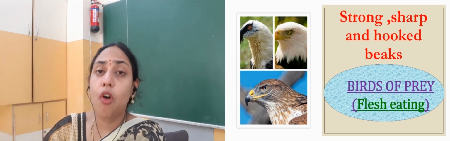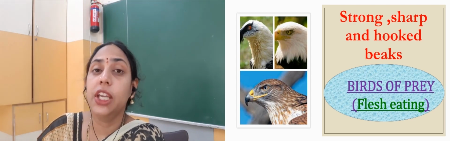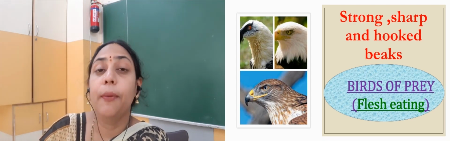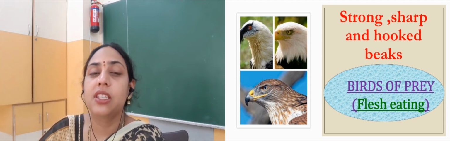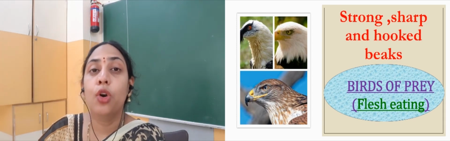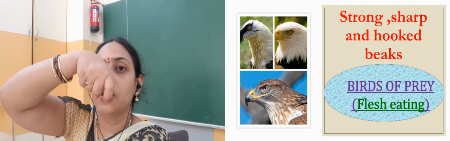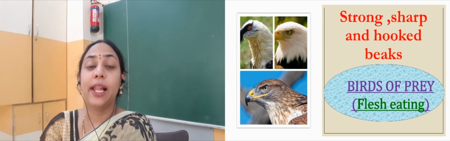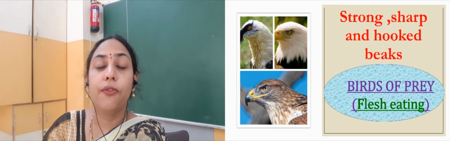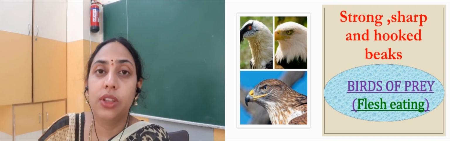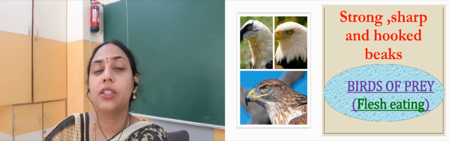Then we have strong, sharp and hooked beaks, right? Generally the flesh eating birds like eagles and vultures have this type of strong, sharp and hooked beak. You know what is hooked? That is something like this. So this shape is called hooked, okay. This shape helps the bird to tear the flesh, because these birds eat the flesh of other animals. So this type of beak helps the bird to tear the flesh and eat their food.